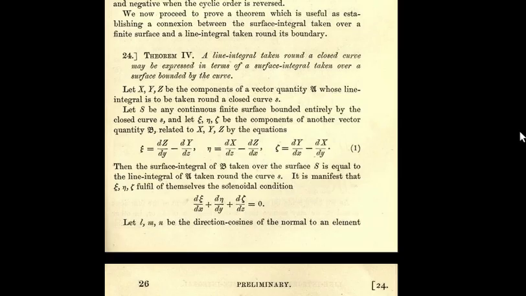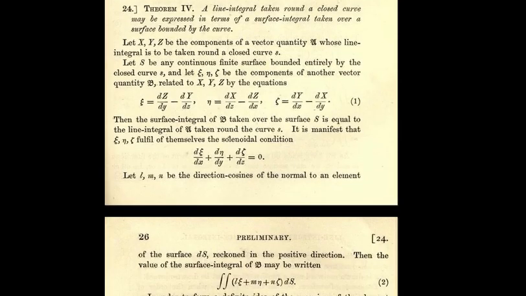xi, eta, zeta be the components of another vector quantity S related to x, y, z by the equations xi equals dz by dy minus dy by dz, eta equals dx by dz minus dz by dx, zeta equals dy by dx minus dx by dy. Equation 1. It is manifest that xi, eta, zeta fulfill of themselves the solenoidal condition dxi by dx plus d eta by dy plus d zeta by dz equals 0.